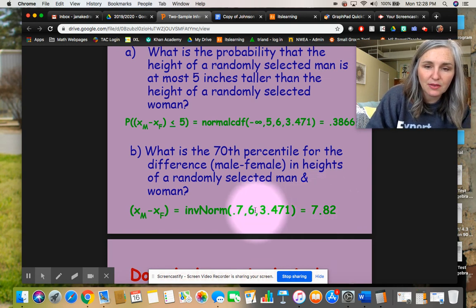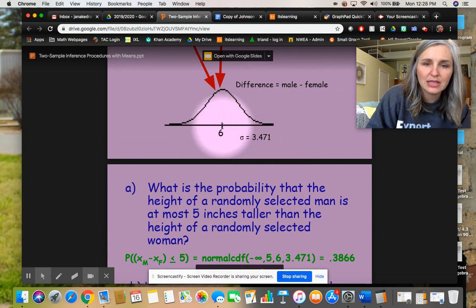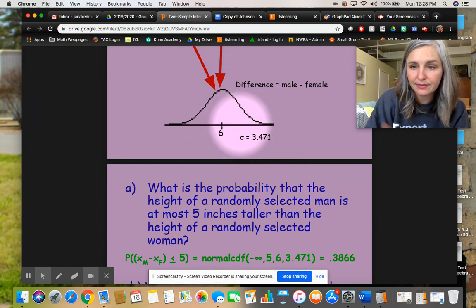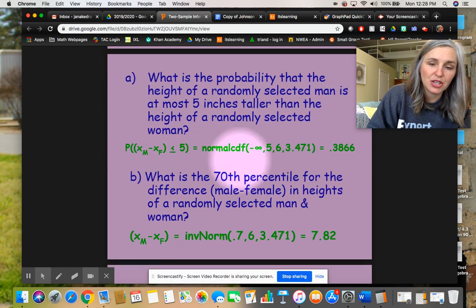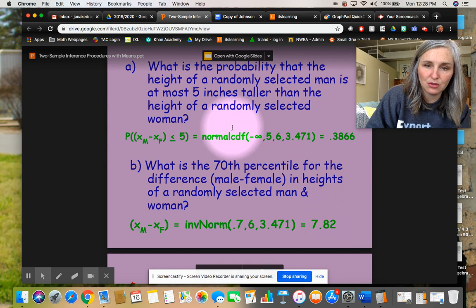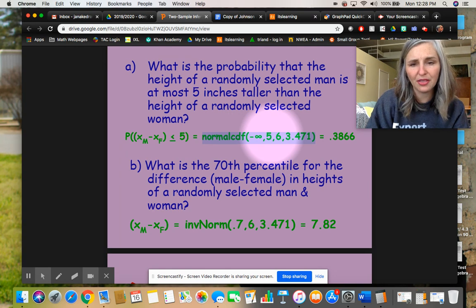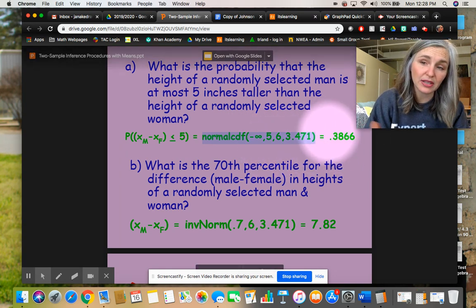So if we type that in, 70% or 0.7, mean of 6, standard deviation, we get 7.82. Does that make sense for our problem? And it does. It does make sense, right? Because we expect it to be over here. And we could check that by taking 7.82 and typing all this in again, but replacing this 5 right here with that 7.82, and the answer I should get back out is 0.7. Okay.